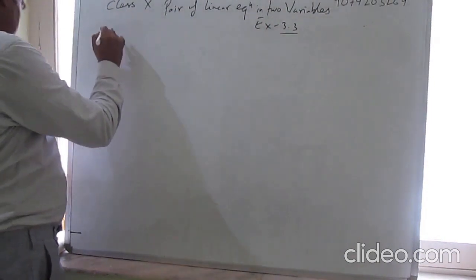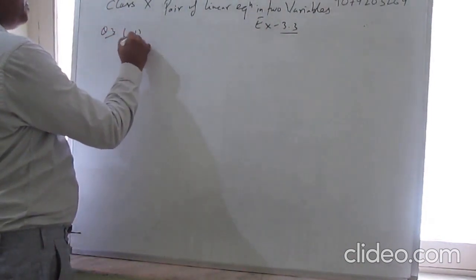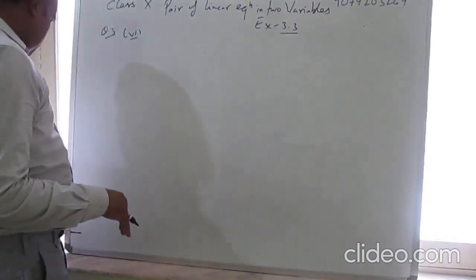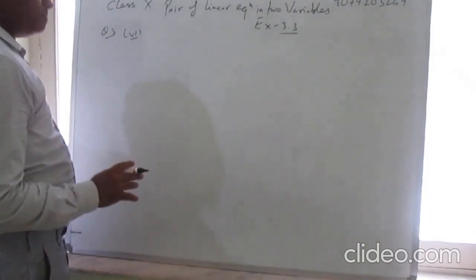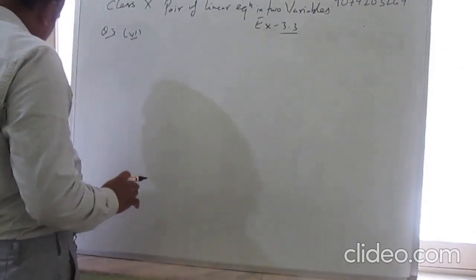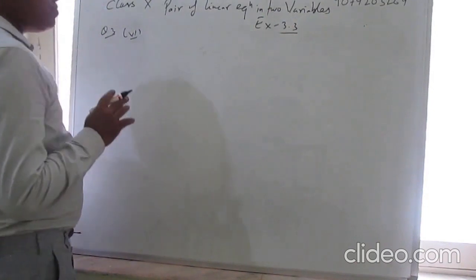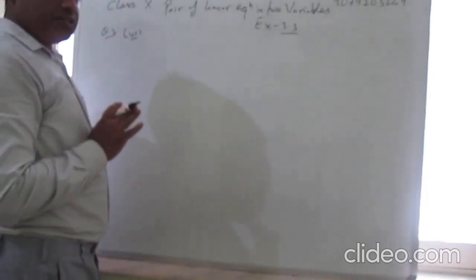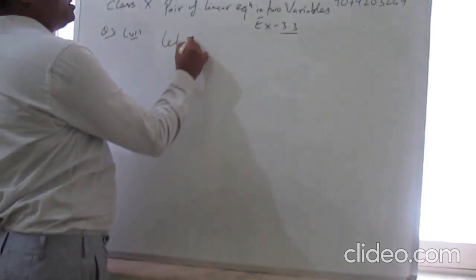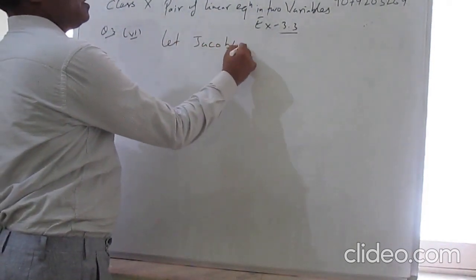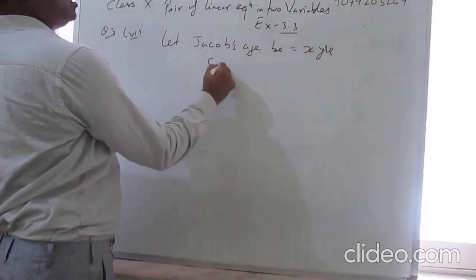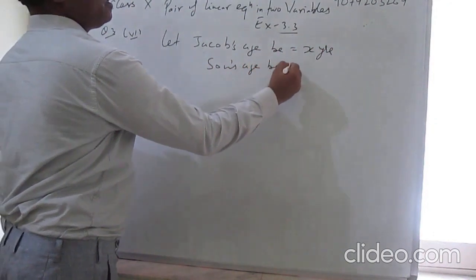Question third, sixth part. 5 years hence, 5 साल बाद में, the age of Jacob will be 3 times old as his son. 5 years ago, Jacob's age was 7 times that of his son. What are their present ages? So there is a father and a son. So let Jacob age be x years, son's age be y years.